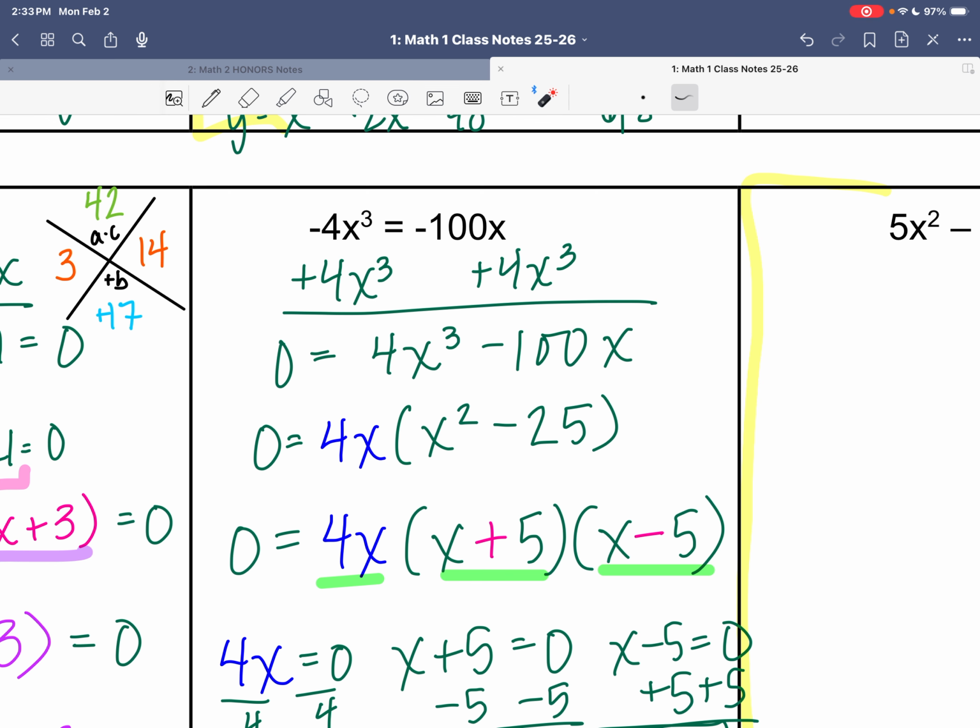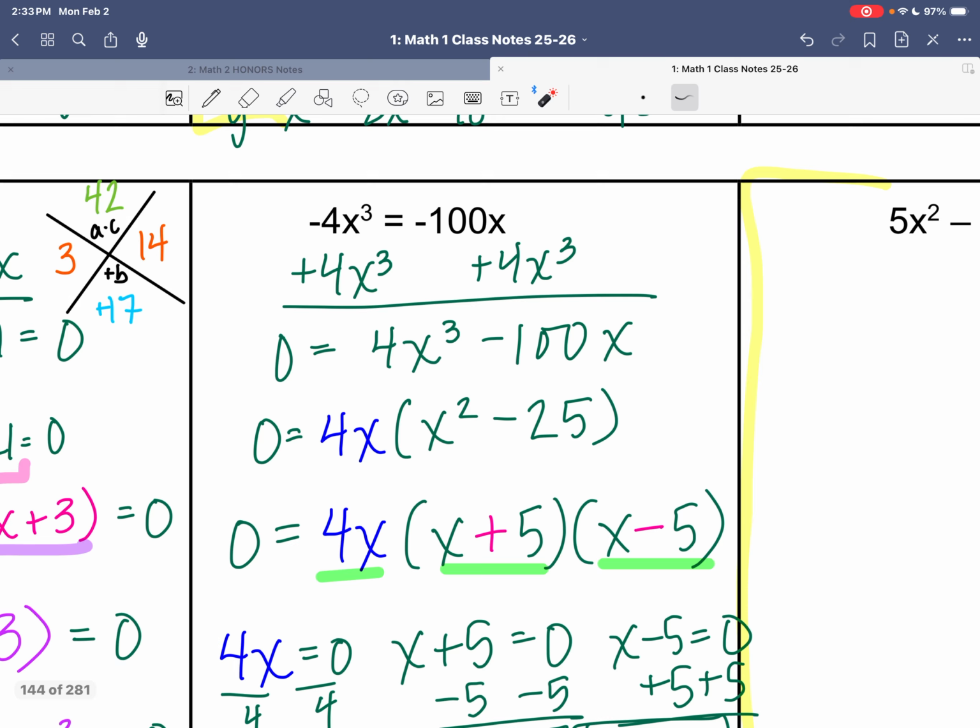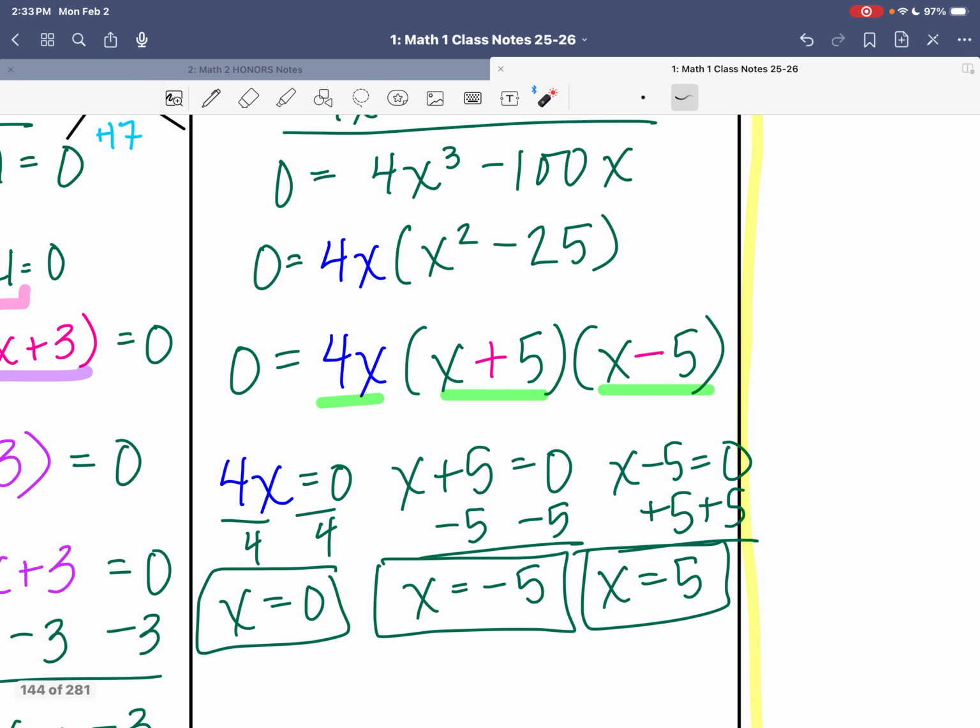So remember, with the difference of squares, you're going to change one to a plus, the other to a minus, and then take the square root of both. And then don't forget to bring your GCF down. So now I've got 3 different things to set equal to 0.